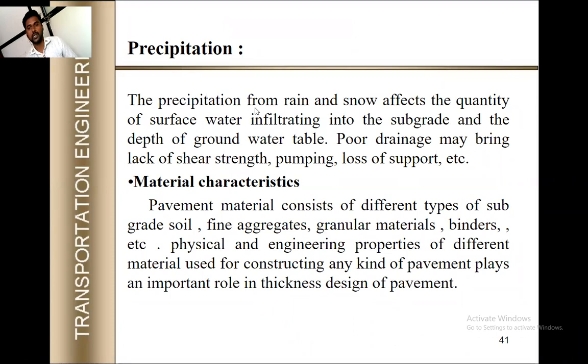Then the next term is the precipitation. Precipitation from the rain and snow affects the quantity of surface water infiltrating into the subgrade and the depth of the groundwater table. Poor drainage may lead to lack of shear strength, pumping, loss of support. Whenever there will be precipitation of snow or rain, if the drainage is not good on the road, there will be leakage into the road. There will be penetration of the water into the road. There will be infiltration in the road.